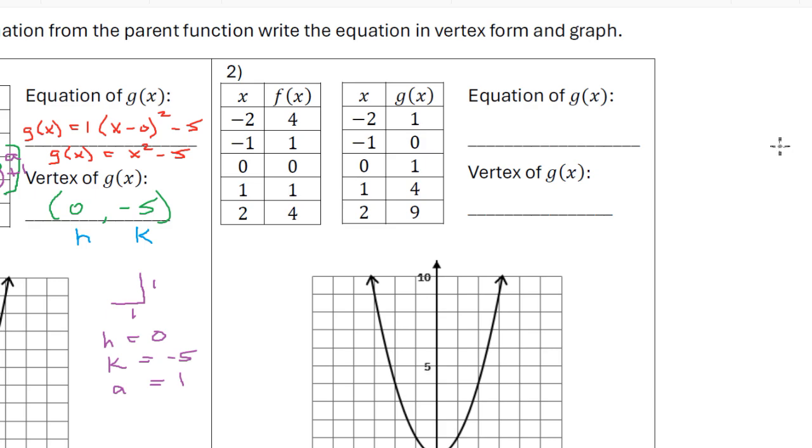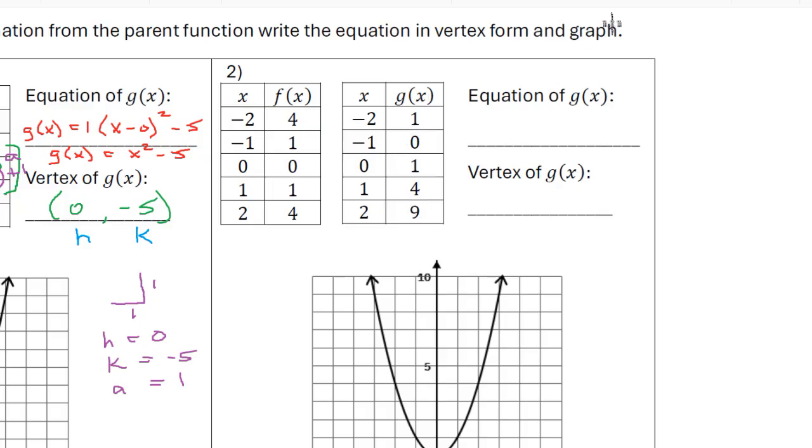Question number 2. Let's follow this along. We're given the parent function, which is already graphed, and we're given the new function g. The question is, what are the transformations to go to function g? So how is the parent function changing? And then we're going to find the equation and then graph it.